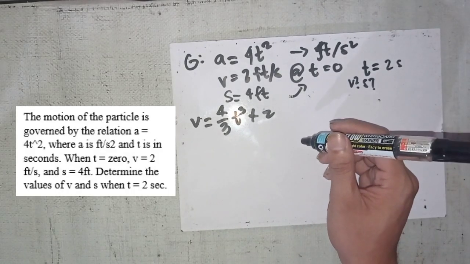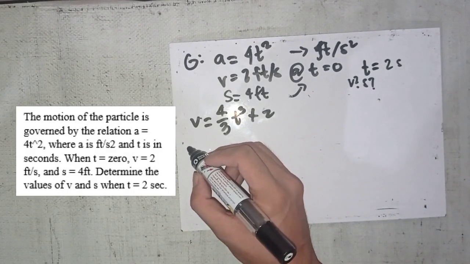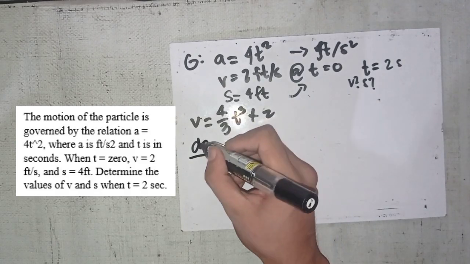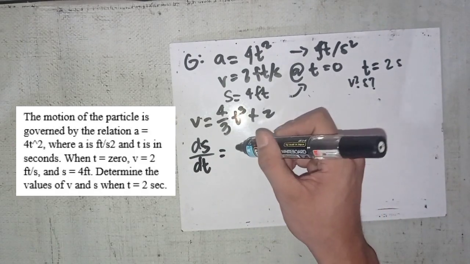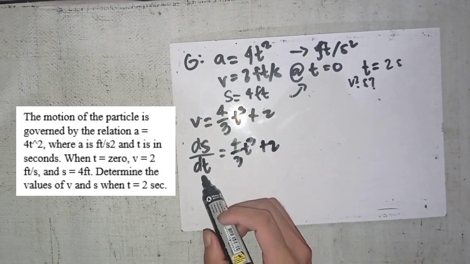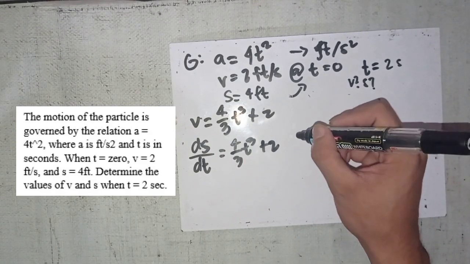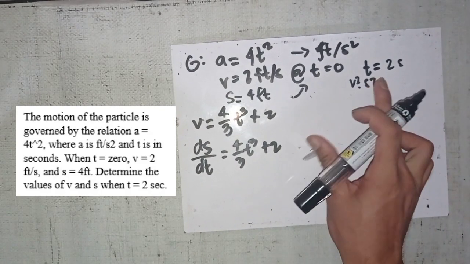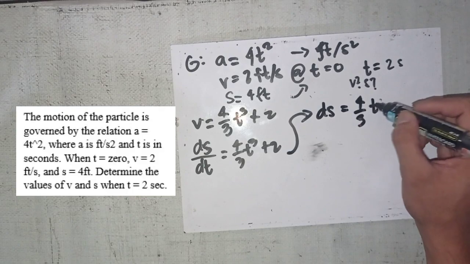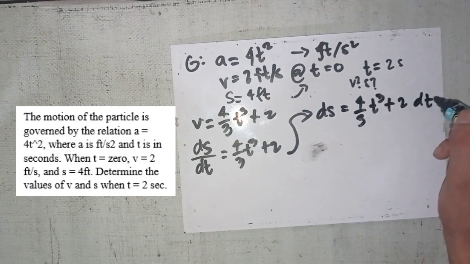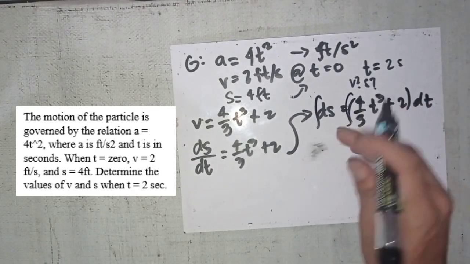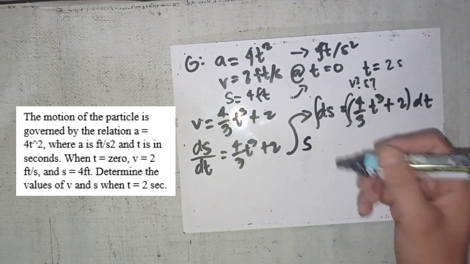So we know that v is equal to dx over dt, or simply we can use ds over dt, is equal to 4 over 3 t cubed plus 2. And then we need to multiply both sides by dt. So this will be ds is equal to 4 over 3 t cubed plus 2 dt. And simply we can integrate this equation. So what we get here is the equation for the distance s.